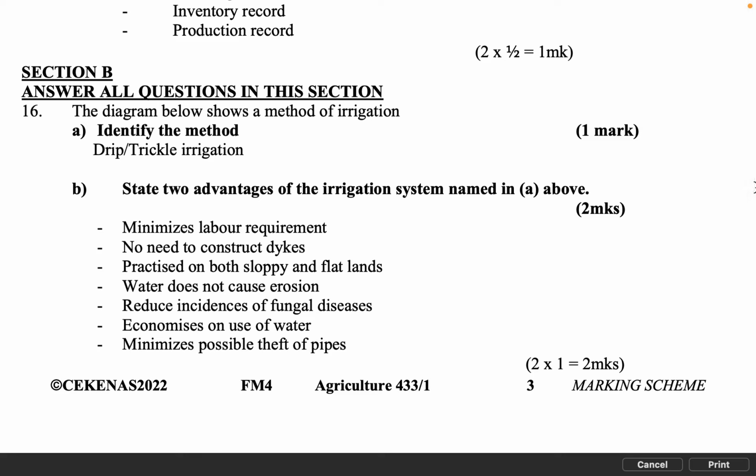16. The diagram below shows a method of irrigation. A. Identify the method. 1 mark. Drip trickle irrigation. B. State 2 advantages of the irrigation system named above.